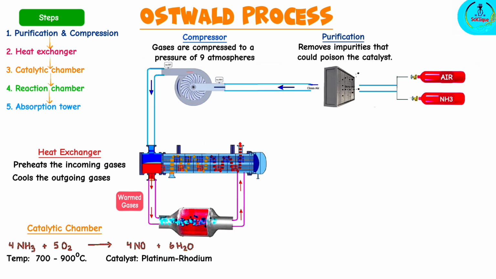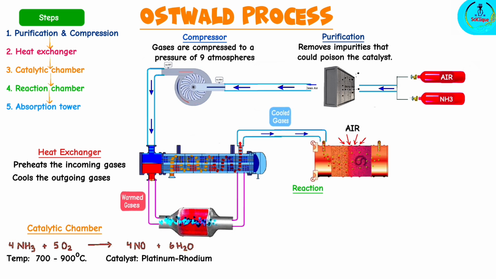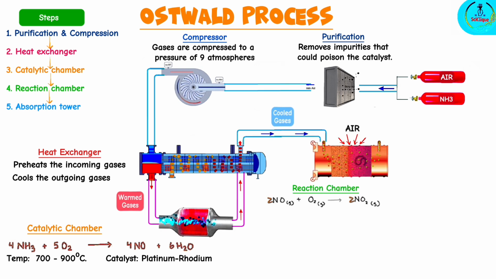The mix of gases then passes into the reaction chamber where you're going to have nitrogen 2 oxide reacting with oxygen present in the excess air. So this leads to the formation of a brown gas known as nitrogen 4 oxide.